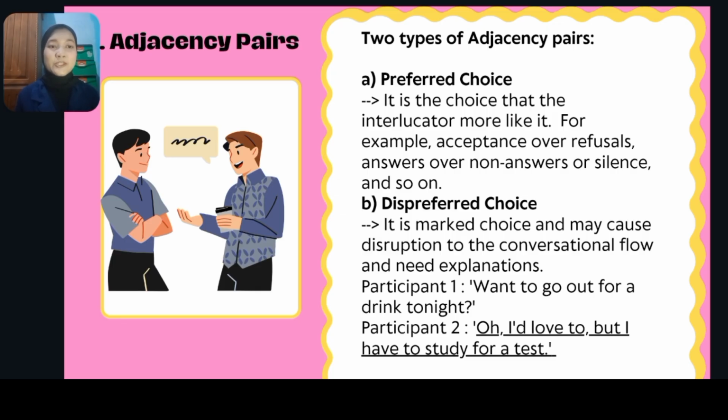In this dispreferred choice, there is a disruption to the conversational flow and it needs explanations. For example, participant 1 says, "Want to go out for a drink tonight?" And participant 2 says, "Oh, I'd love to, but I have to study for a test." So in this conversation, participant 2 rejects the invitation of participant 1 to go out for a drink tonight.